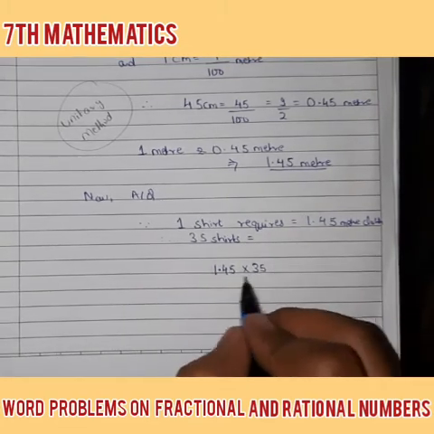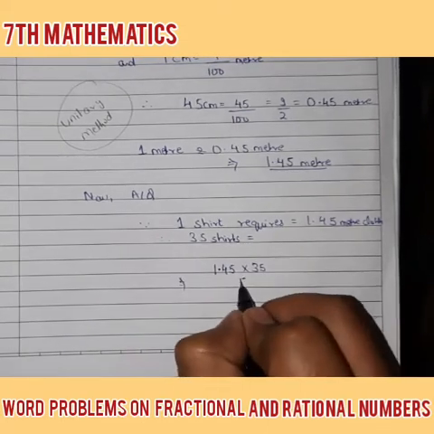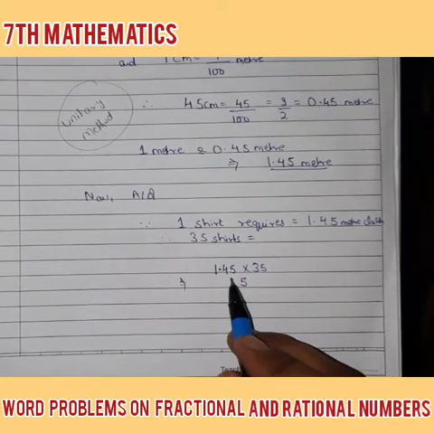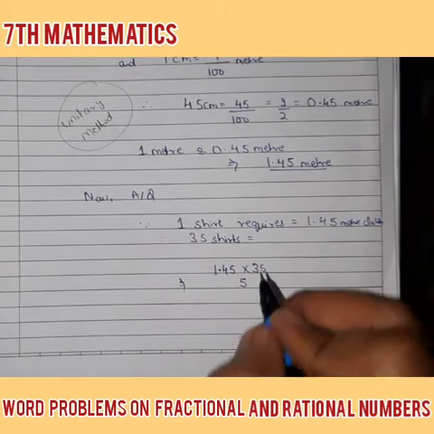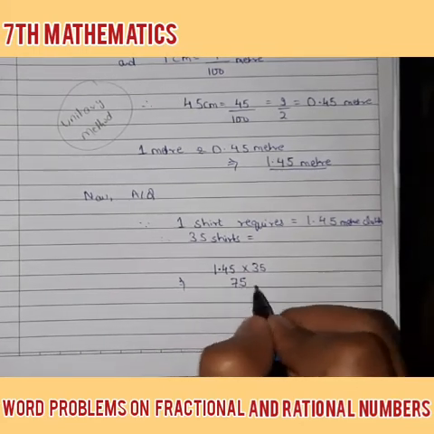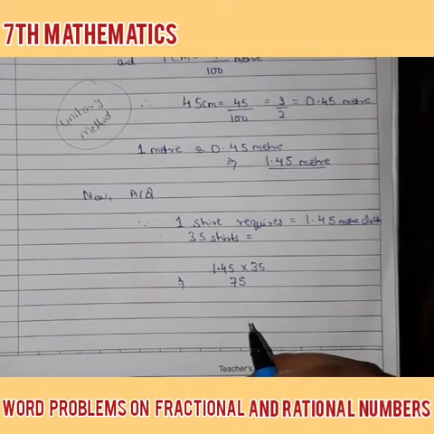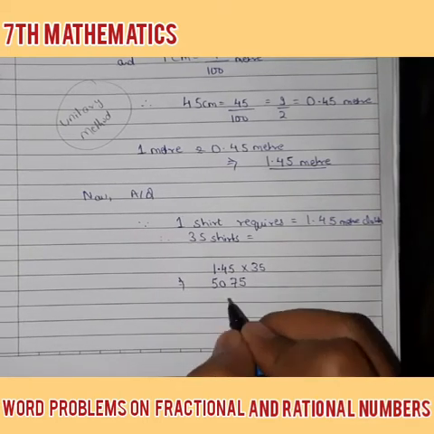So now for multiplying it, multiply it like this: 35 into 5 is 175, 17 carry. 35 into 4 is 140 plus 17, 157. So 7 will be here and 15 will be carry. Now 35 into 1 is 35, plus 15 will be equal to how much? 50. Now decimal was after two places.